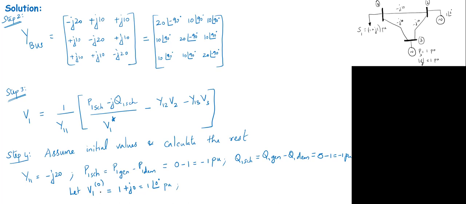And just to distinguish between the initial value and the value that is solved, I'm going to call the value that is solved for the first time V1 of 1. Okay. And I'm going to write it here as V1 of 0 conjugate.